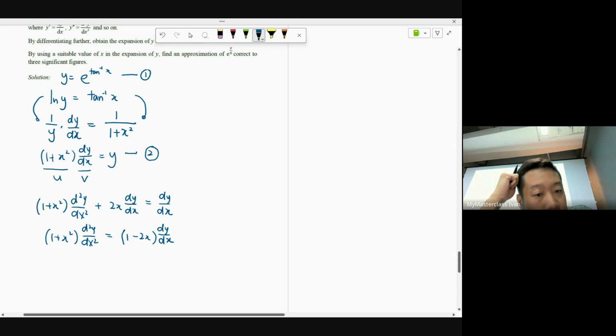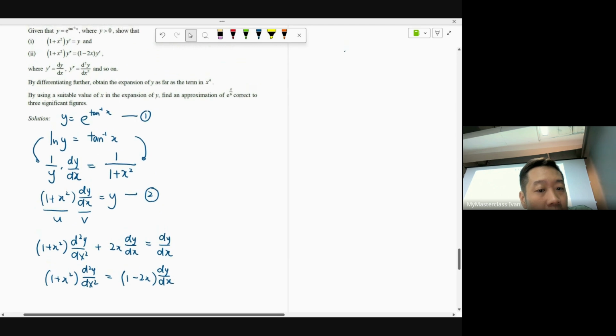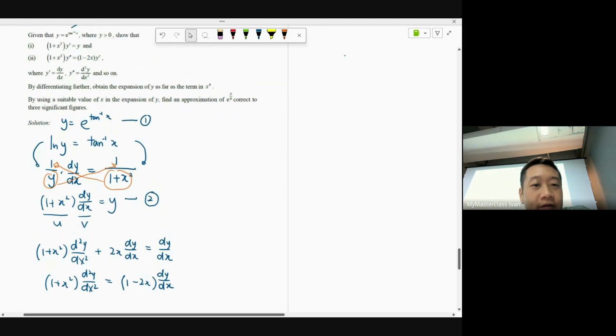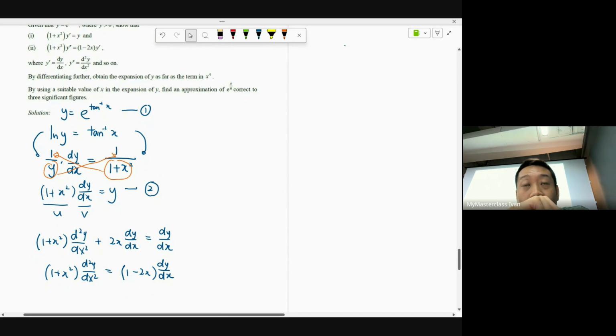Why do you keep 1 plus x squared times dy/dx on the left side instead of 1 over y times dy/dx? No, I cross multiply. My y goes to here, and this one goes to here. Why can't you just keep 1 over y? Because it's a show that question, part one. They want you to show this. dy/dx is y prime. Understand? dy/dx is y prime.